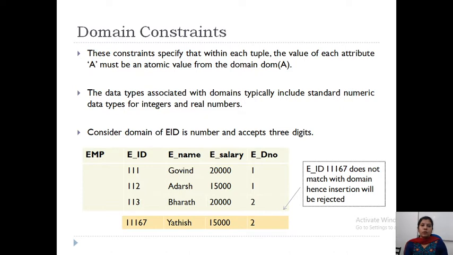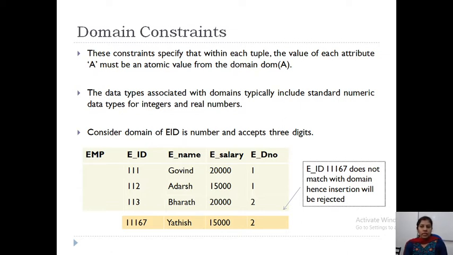From the domain you have to take some value and assign it. Now this domain will have only atomic values. So each value stored in your relation must be an atomic value, taken from its own domain. The data types associated with the domains typically include standard data types like integers, real numbers, characters, and so on. From there you have to take the values.